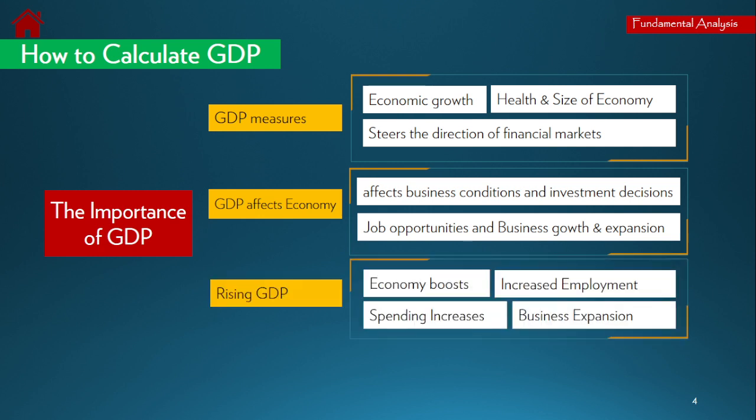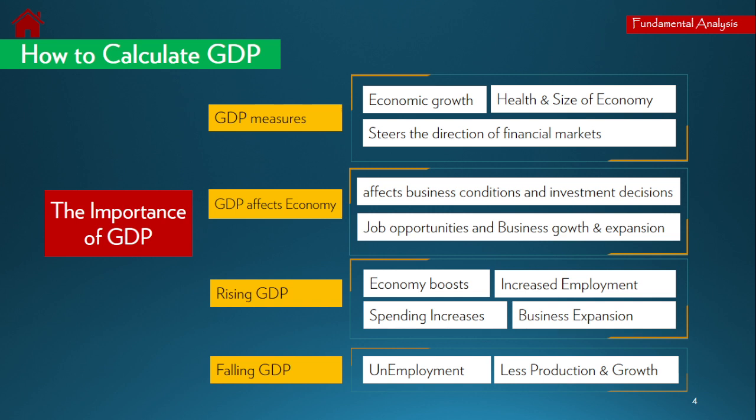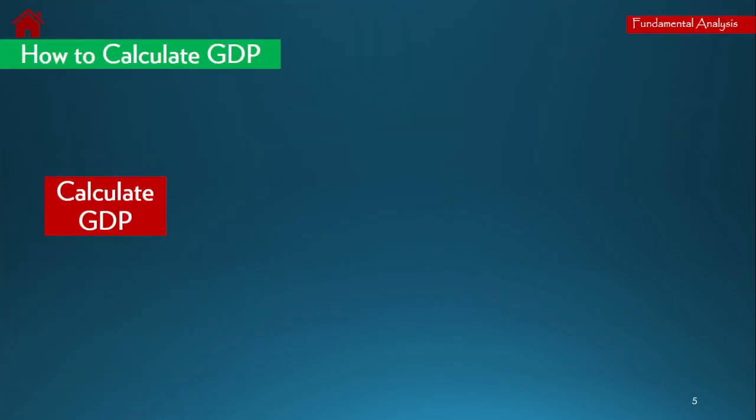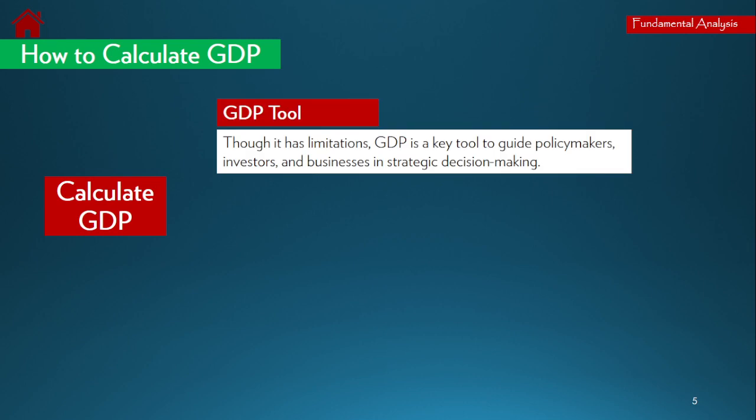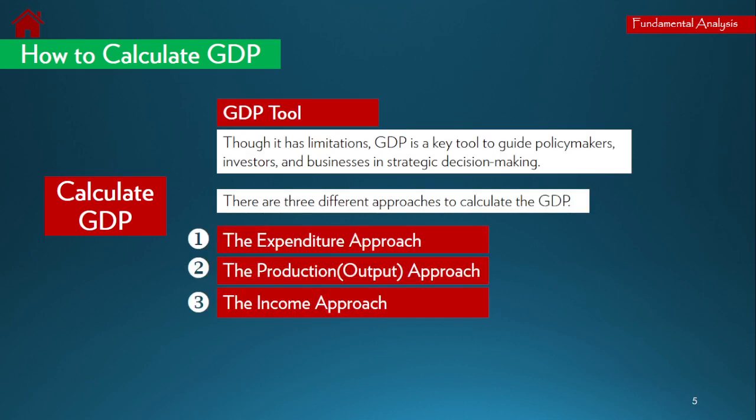growth and expansion. And when we have a rising GDP, it tells us that the economy is boosting, there is an employment increase, there's an increase in spending, and the businesses are actually expanding. And when we have falling GDP, it shows us that unemployment is increasing, and there's less production and growth. So, how do we calculate GDP? GDP is basically a tool, though it has its limitations. It's a key tool for the policymakers, economists, investors, and businesses all around the world.